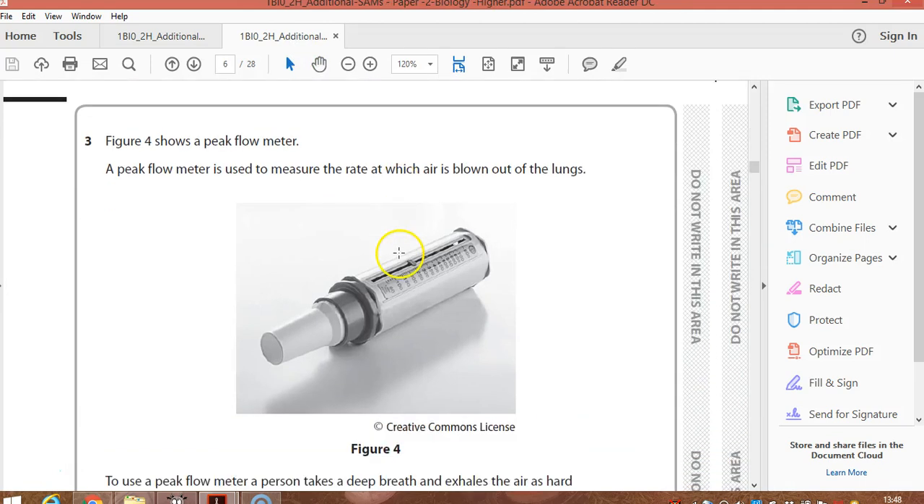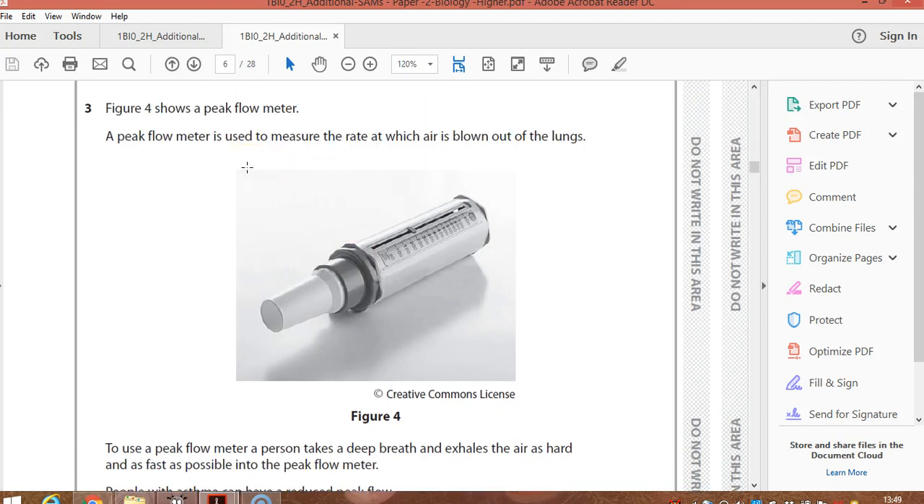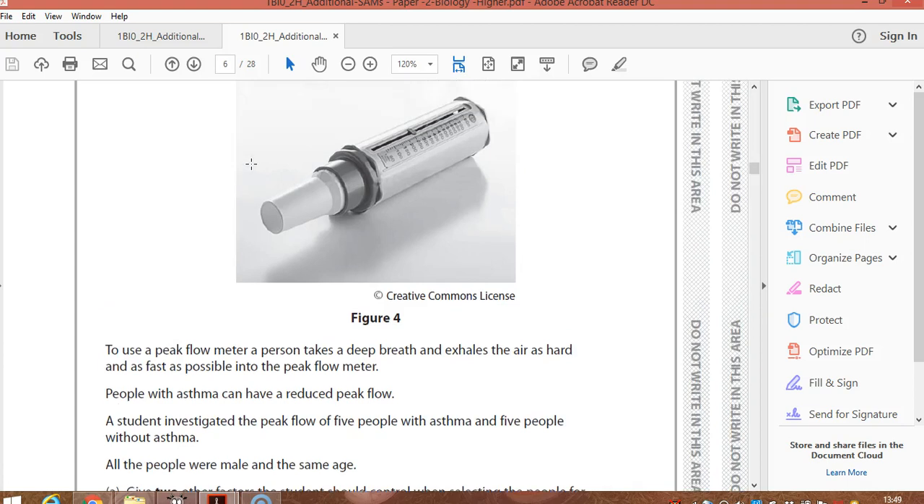Okay, next question, peak flow meter. You may have been told this already, but each question relates to a particular topic in the specification. Although the actual paper one I've heard is mixed and matched a bit more, so you need to be careful. When you look at a question, think about which topic is this about, and then it helps you narrow down. A peak flow meter is used to measure the rate at which air is blown out of the lungs. To use a peak flow meter, a person takes a deep breath and exhales, as in blows out, the air as hard and as fast as possible into the peak flow meter. People with asthma can have a reduced peak flow.